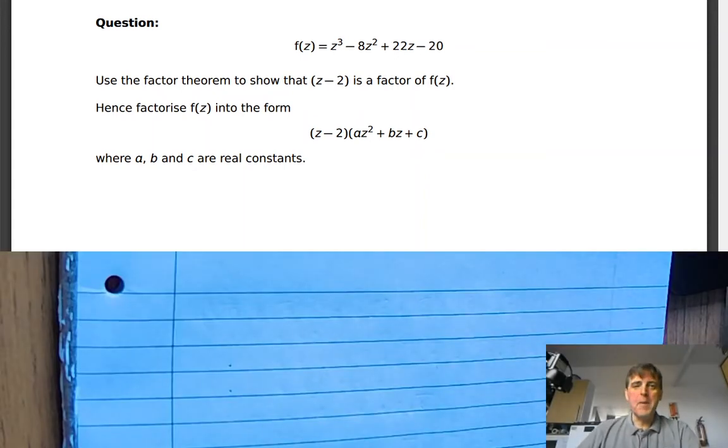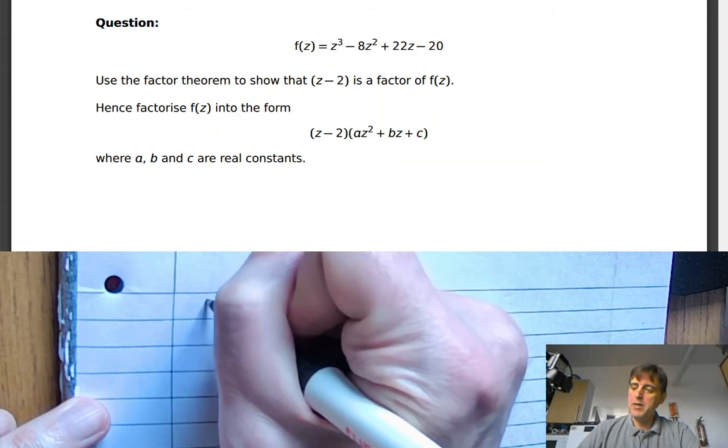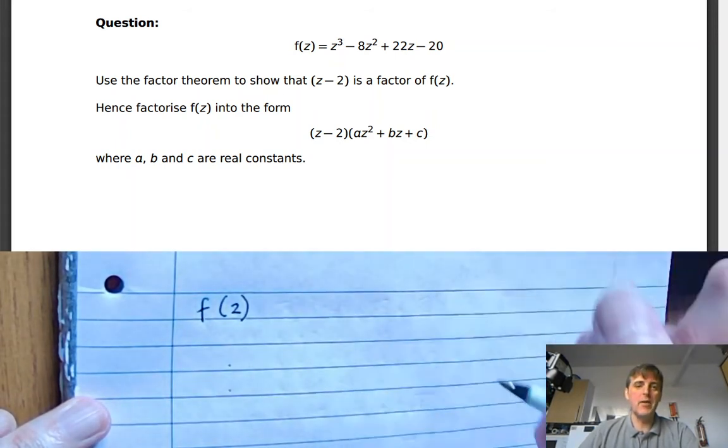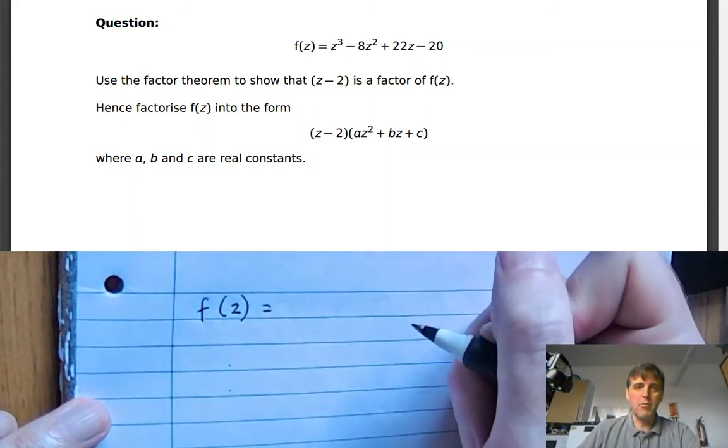Okay, so do you remember how the factor theorem works here? Let's go through this together. If z minus 2 is a factor, then it means that if I substitute the value of 2 into the function, I should get the answer 0. And if I do get the answer 0, that proves that z minus 2 must be a factor. So let's quickly work this out.